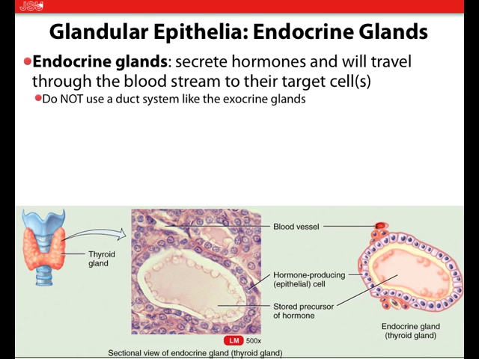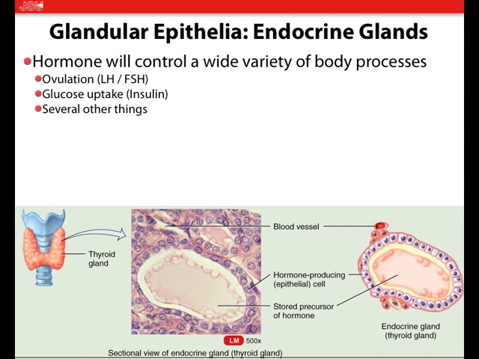Endocrine glands are going to release hormones. Our endocrine glands release hormones. LH, FSH, testosterone, whatever you want to say, glands are going to release hormones.